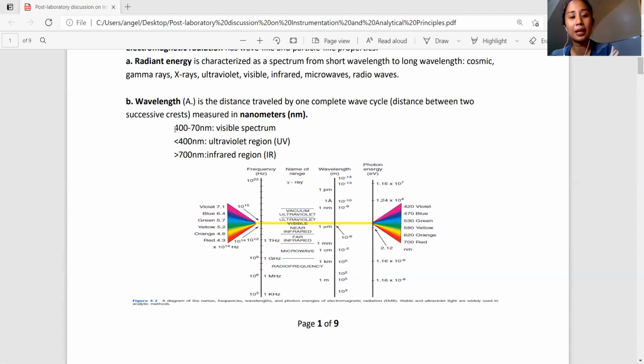An example of a machine that uses ultraviolet rays is atomic absorption spectrophotometry. That means when a cathode ray tube is used, UV light is what is used. So the wavelength there, class, is less than 400 nanometers.